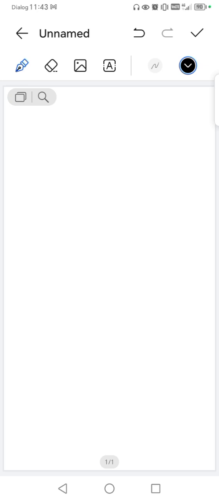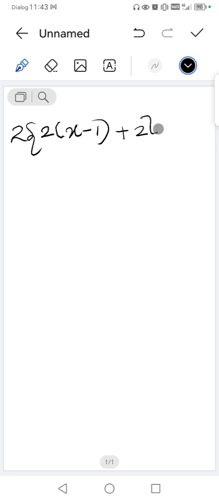Now I'm taking a question from our textbook. So the question is: 2 and 2x minus 1 plus 2, that equals 11. This one is question number 1 from exercise 15.1.